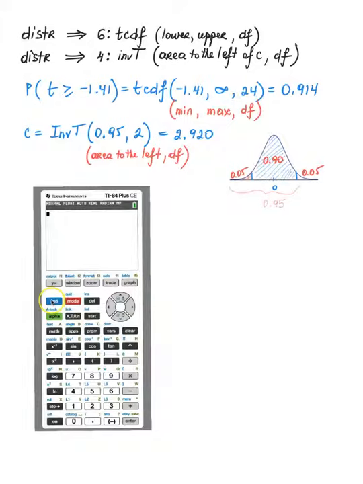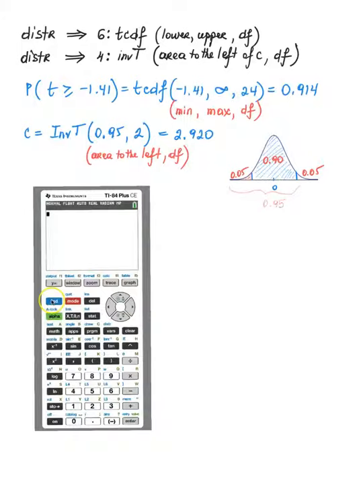So again, let's go back to the example. Probability that t is greater than or equal to negative 1.41 is equal to tcdf with an interval starting from negative 1.41 going up to positive infinity with 24 degrees of freedom. When you enter this into the calculator, it will give you this result.